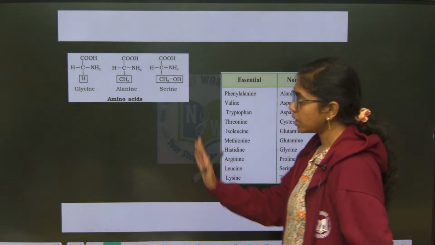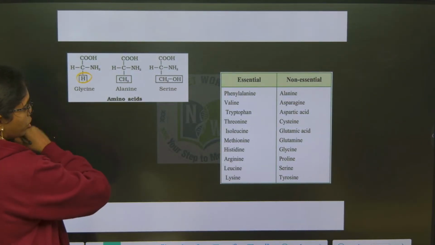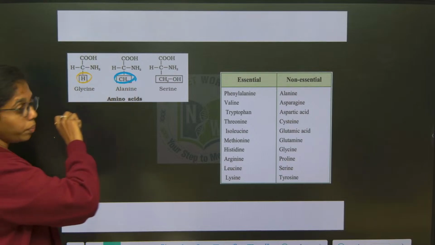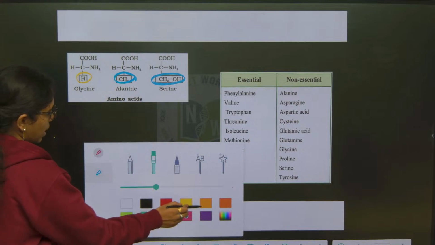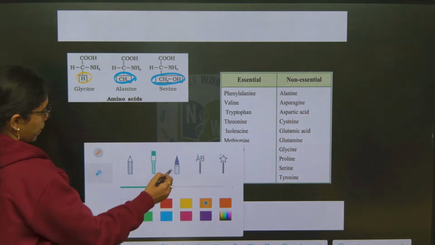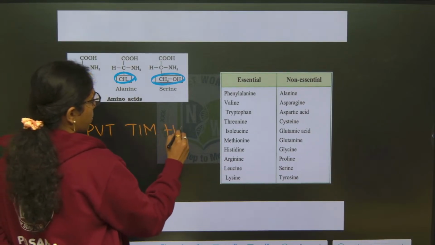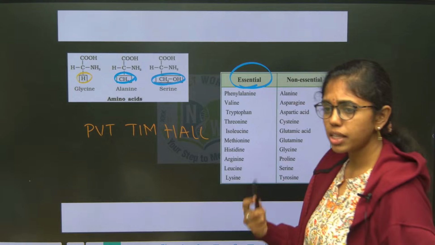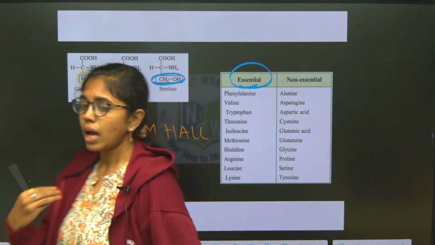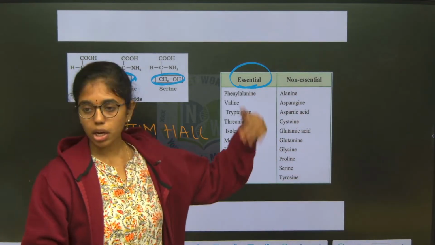Next you listen. These are the things which are given in your NCERT, wherein glycine has a hydrogen group, alanine has a methyl group in the R group and serine has a hydroxymethyl group. Okay. To remember the essential and non-essential amino acids, I will give you a mnemonic. PVT TIM HALL. Here you remember only the essential amino acids. What are the essential amino acids? Those which we take as nutrition, those which are supplemented from outside the body. Non-essential are those already present.